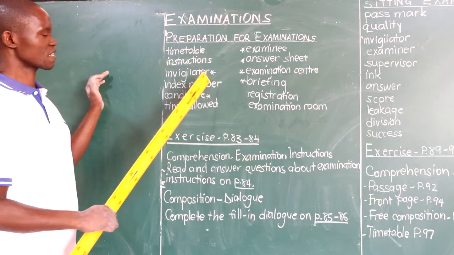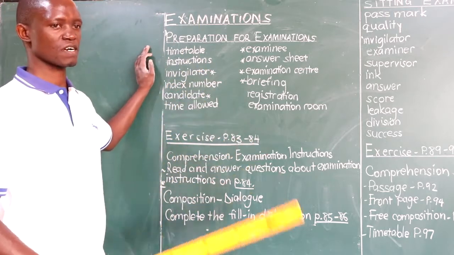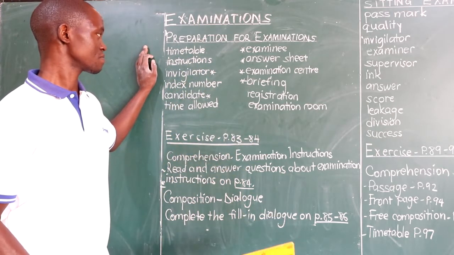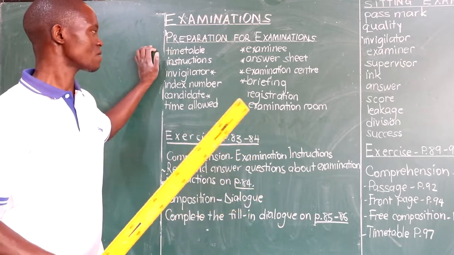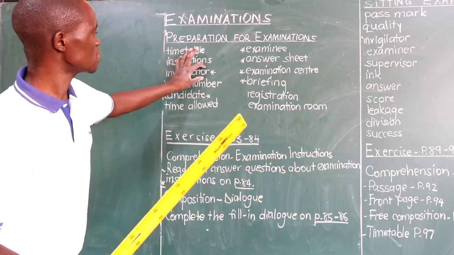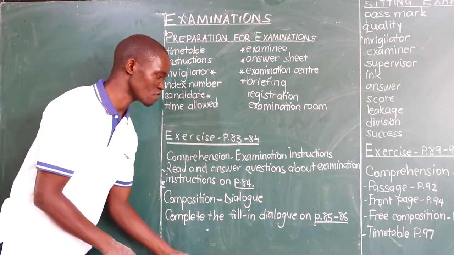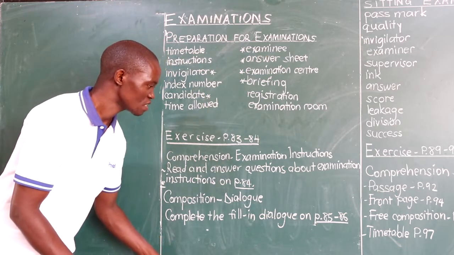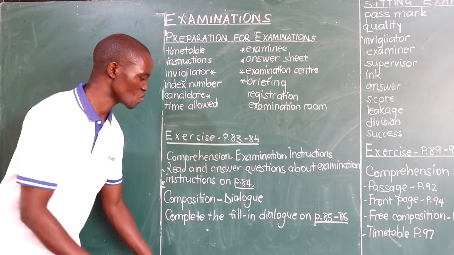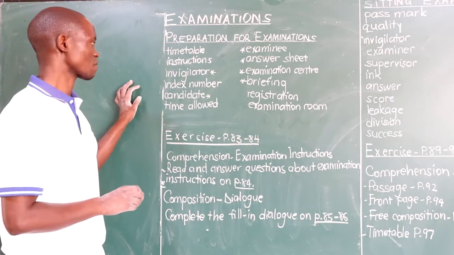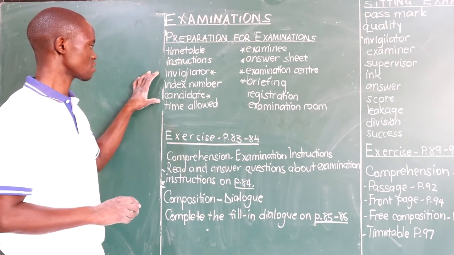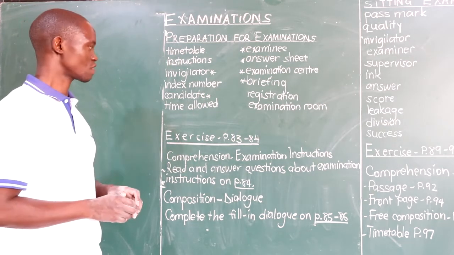Okay, an invigilator is that person who watches over candidates who are doing an exam in order to make sure they do not cheat or there is no malpractice. An invigilator, that person who watches over children or candidates doing an examination to make sure there is no malpractice, there is no cheating. That is the role of an invigilator. He watches over candidates to avoid cheating.